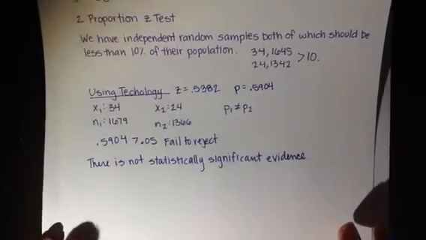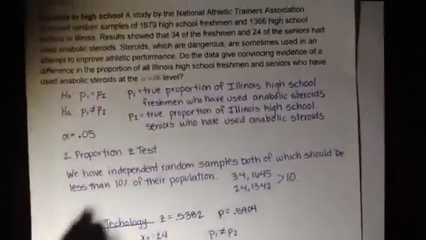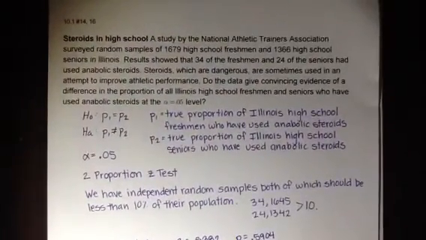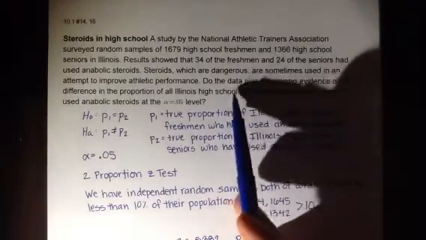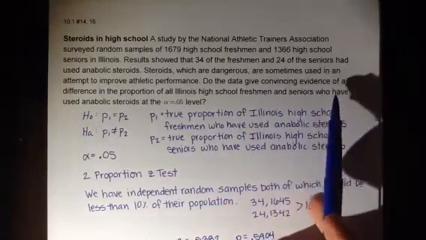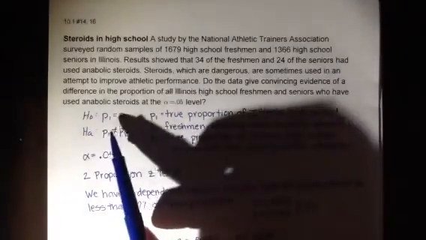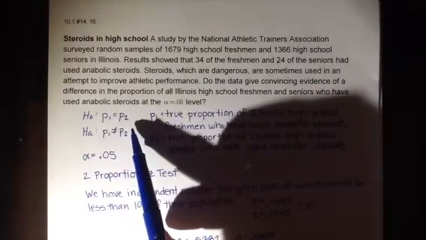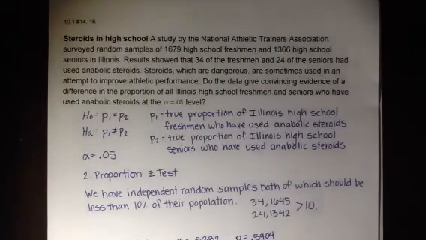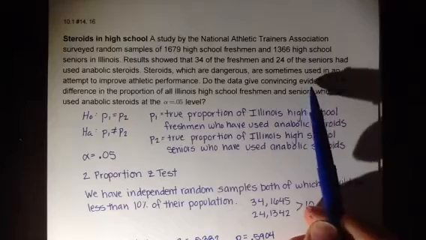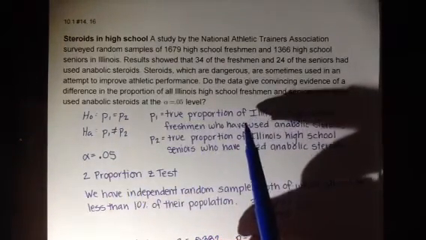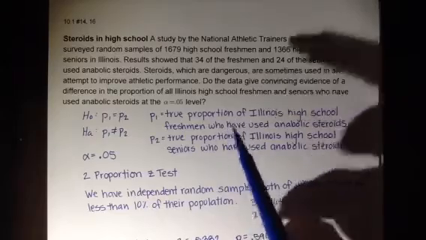Now when I write this, I always look back at what the problem is. So I'm going to scroll to where the problem is. It asks, do the data give convincing evidence of a difference in the proportion of all Illinois high school freshmen and seniors who have used anabolic steroids? So as soon as I just got done writing there is not statistically significant evidence, I'm going to come up here, take that word evidence, and keep writing from there. You don't have to be doing creative writing here. Just use what was already given to you.